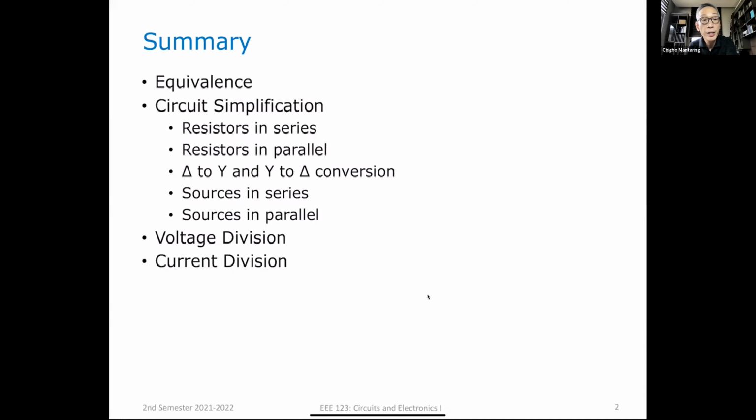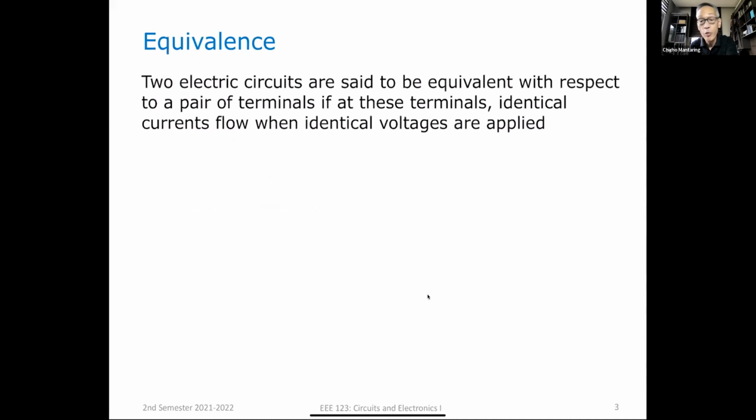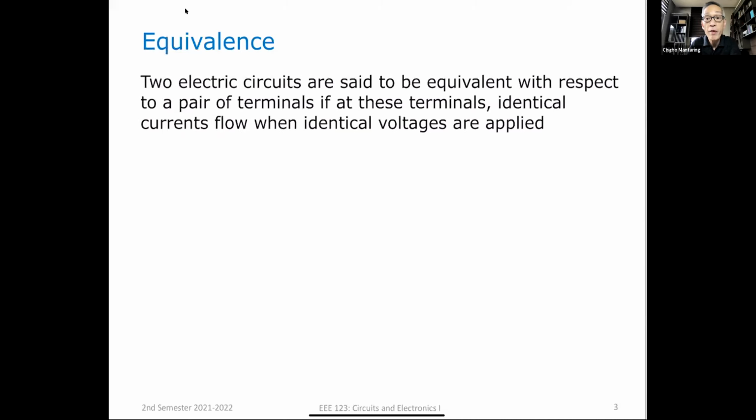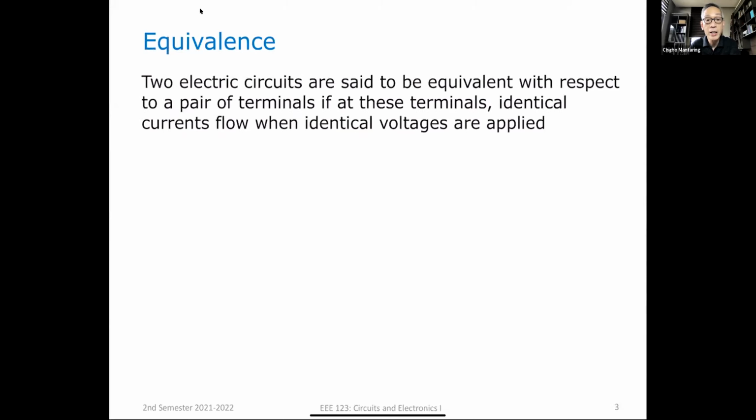Okay, again, no? So this is the summary of what we will be taking up in today's lecture. So let's first discuss equivalence. Two electric circuits are said to be equivalent with respect to a pair of terminals if at these terminals identical currents flow when identical voltages are applied. So what does this mean?